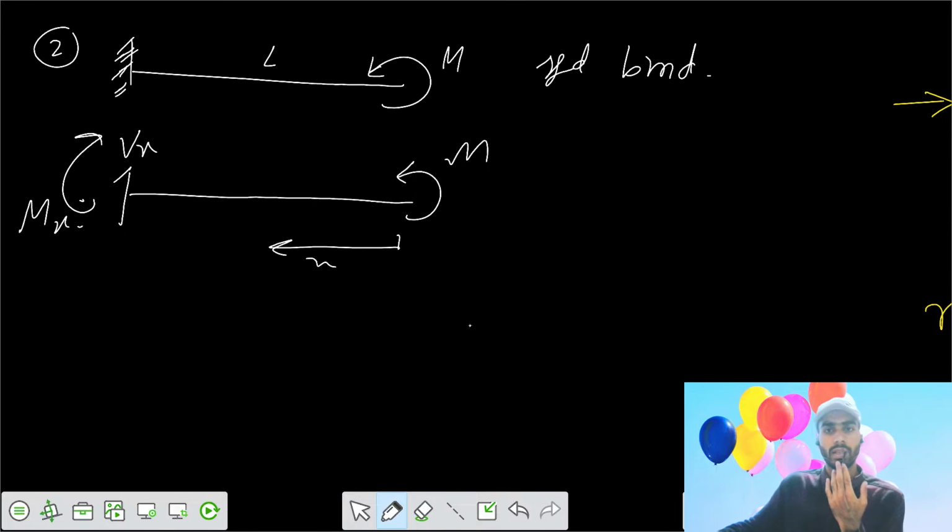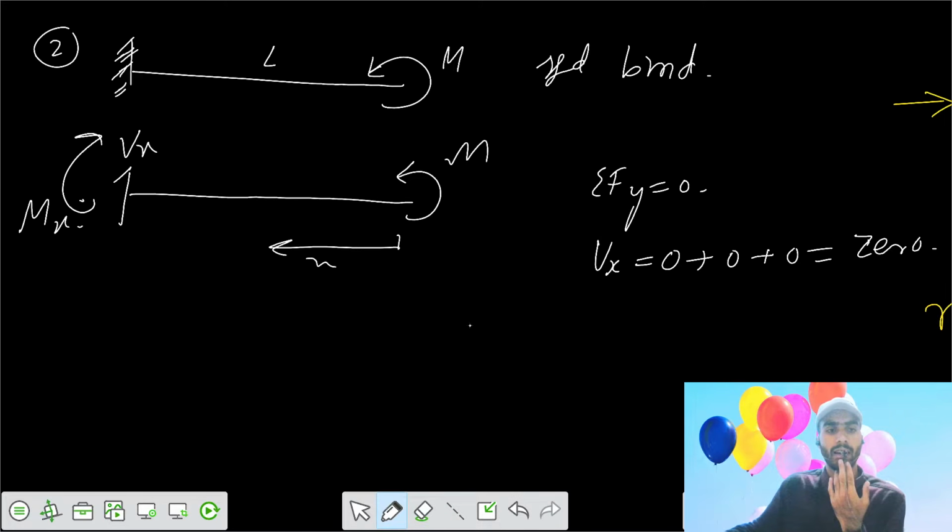We can say that summation Fy goes to 0. Since there is no vertical force acting, the shear force equals 0 plus 0 plus 0 equals 0. So your shear force diagram would look like this. This is your shear force diagram for the entire length.